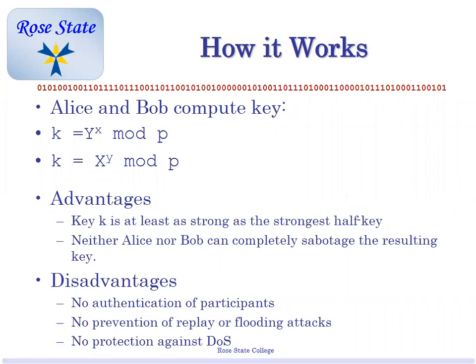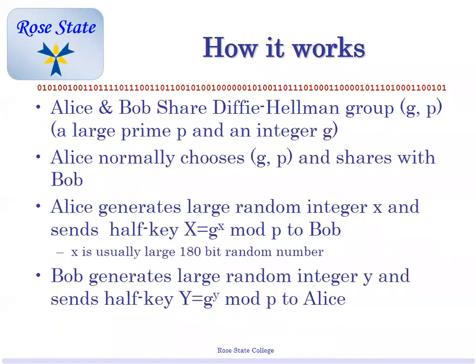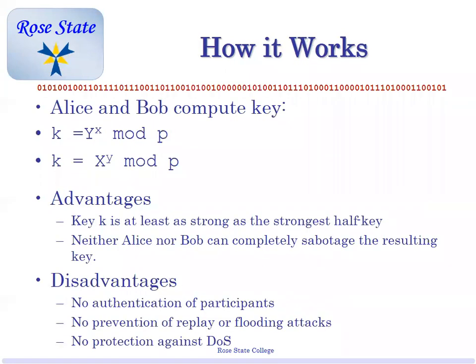The key is at least as strong as the strongest half key. So if Alice picks a small, in other words, a not large x, it'll be an easier number to break. So as long as they're usually about a 180-bit random number, they're good. Neither Alice nor Bob can completely sabotage the resulting key because they don't know all the values. Bob does not know what Alice picks for x, and Alice does not know what Bob picks for y. So they can't screw it up.